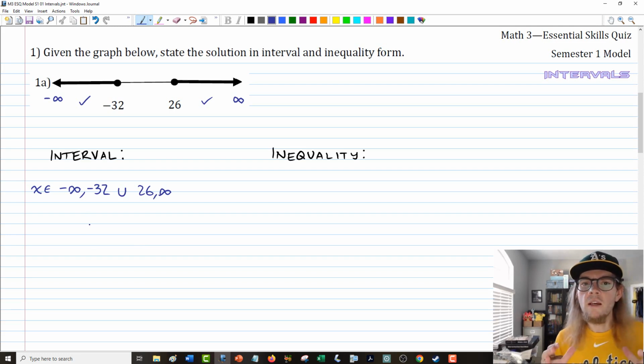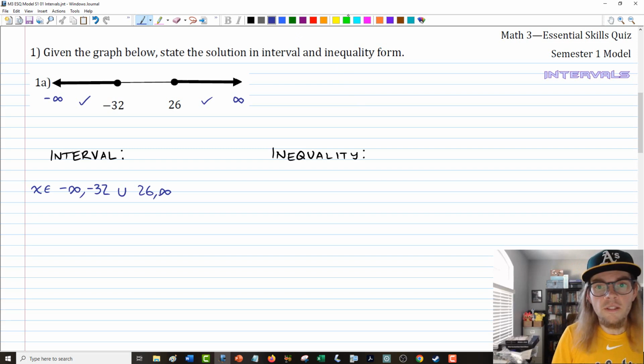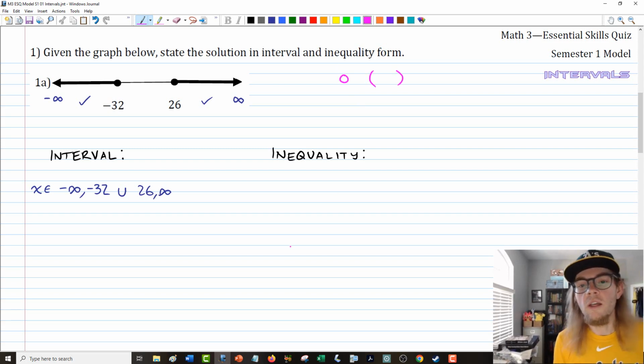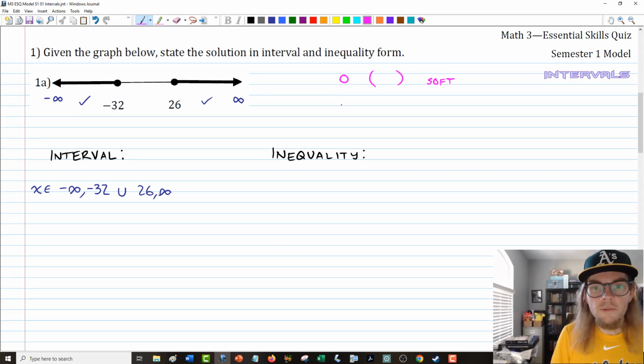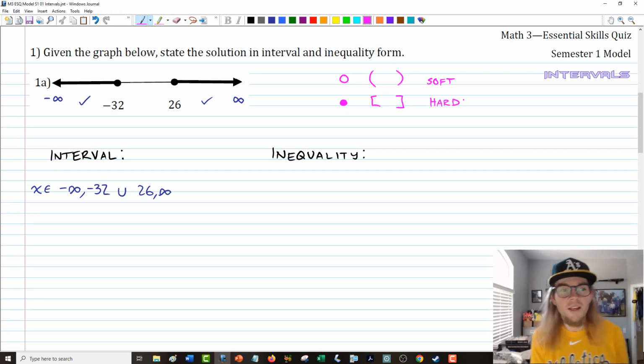Now, as far as the brackets that we put around, in order to make these proper intervals, we need to decide whether or not we're going to be using a hard bracket or a soft bracket. And there's a pretty firm way to tell. If you have a soft bracket, you're not including the number. That would be what we see if we get an open dot. So in fact, I'll draw that up here as sort of a quick little tip. If you have an open dot, that's going to correspond to a soft bracket. So again, those are called soft brackets. And on the flip side, if you have a closed dot, a filled in dot, you're going to use hard brackets.